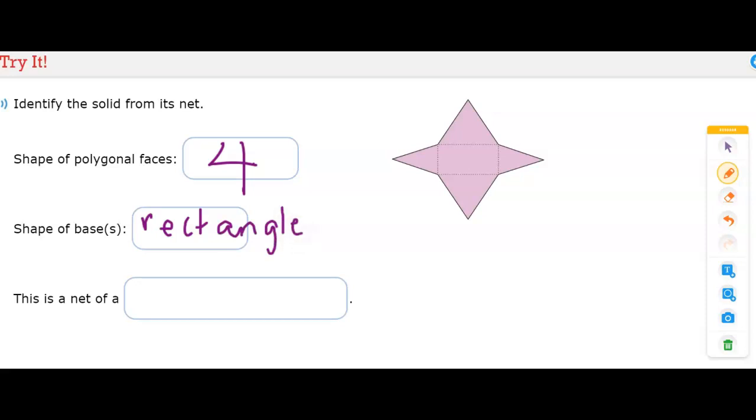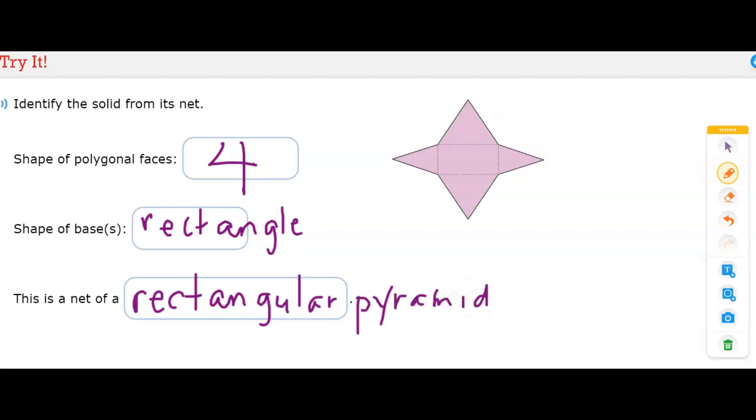And then we have, this is a net of A. And if you recall from the previous examples, the base is only one, and it's a rectangle. And then you have the 4 triangles. That's usually going to create a pyramid. So the pyramid gets its name from its base. So the base is in the shape of a rectangle. So this is a rectangular pyramid. And we have just identified a solid from its net.